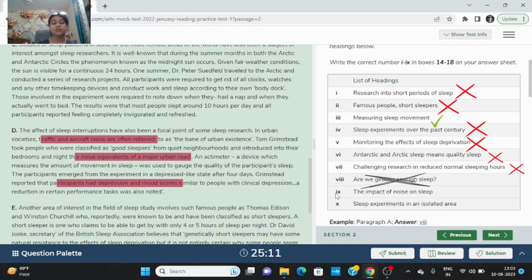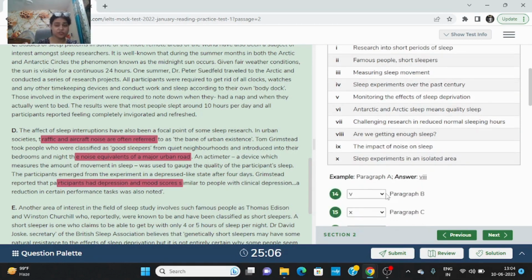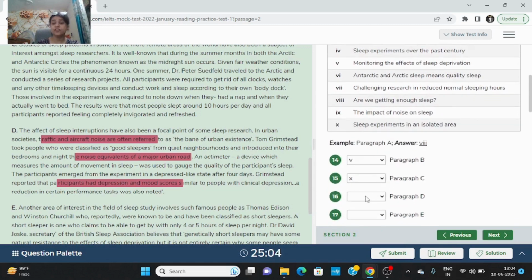So the ninth one is the most appropriate answer for this. Sleep experiment in an isolated area? No, this cannot be the answer. So for the D one, I am putting the ninth option as the correct one.